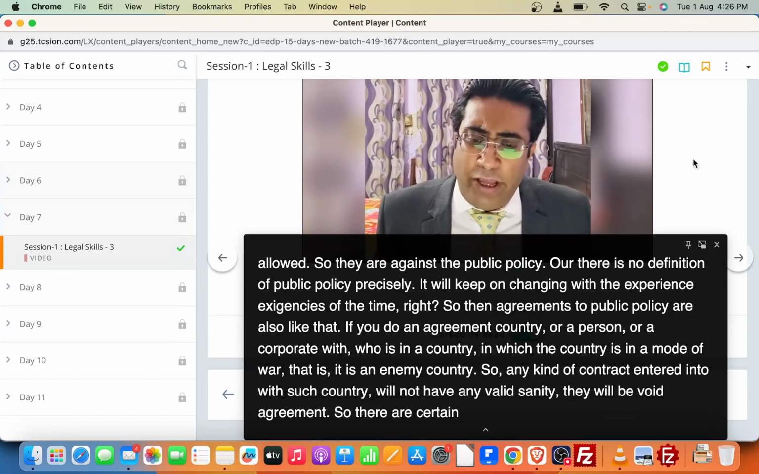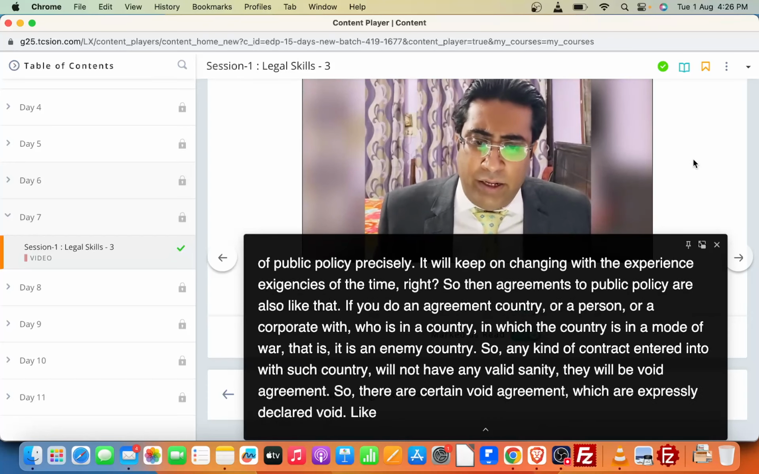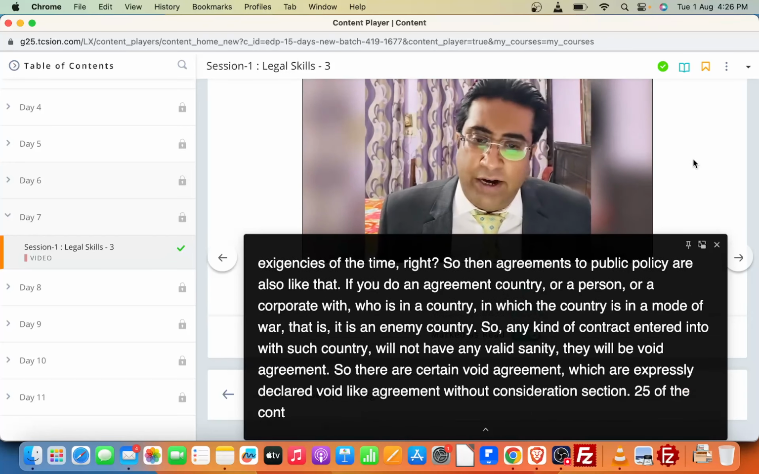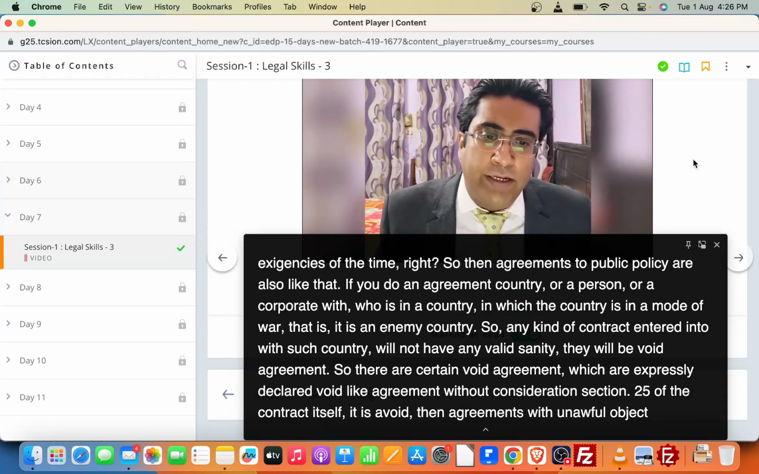So there are certain void agreements which are expressly declared void, like an agreement without consideration; section 25 of the Contract Act says it is void. Then an agreement with an unlawful object, section 23.